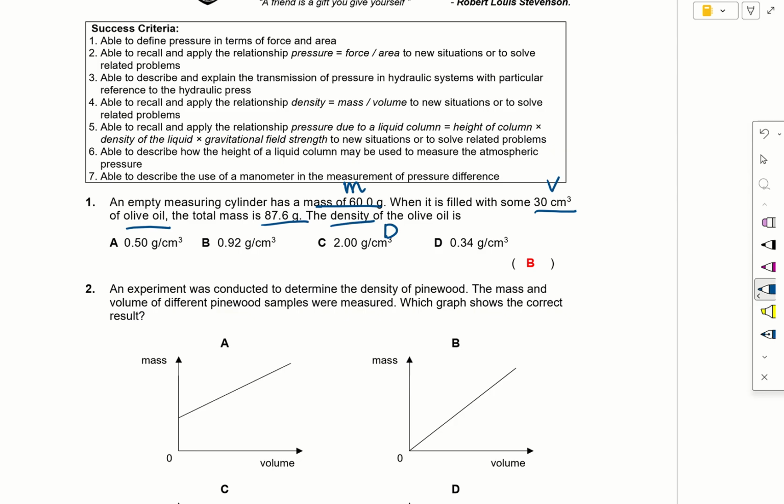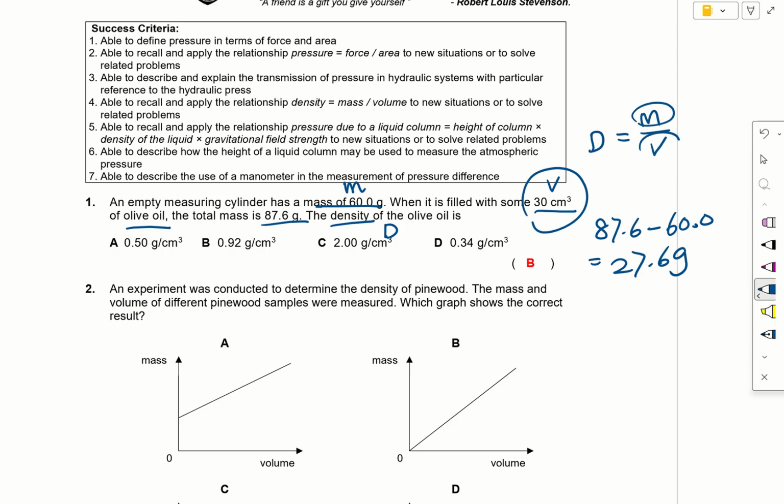Okay, so in order to find the mass of the olive oil, I need to take the final mass, subtract the initial mass, which is the mass of the measuring cylinder, so it will be 27.6. So I have 27.6 grams and the volume is 30 cm cube. The density formula is density equals mass over volume. So I have my mass, I have my volume, and the answer will be B.